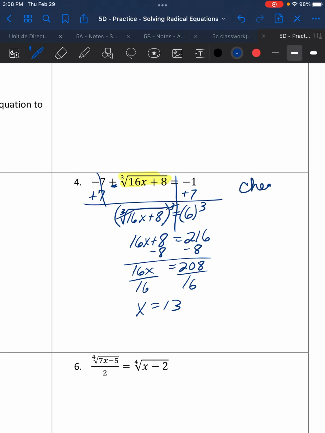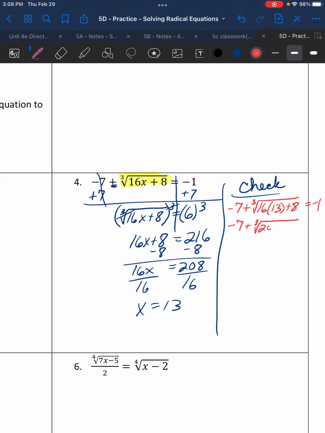Now let's check this. We have to check to see if it's an extraneous solution or an actual solution. So to check, we're going to go back to the original equation and just substitute in our answer for x. 16 times 13 plus 8 equals negative 1. So I have negative 7. 16 times 13 is 208, just like what we just did. Plus 8 equals negative 1.